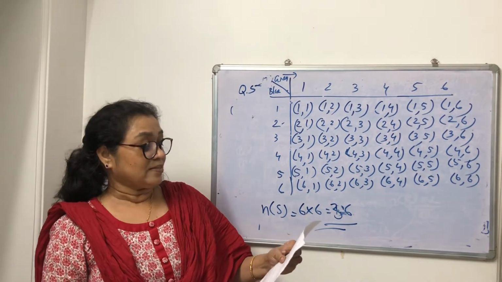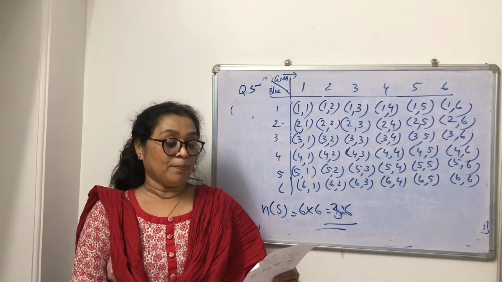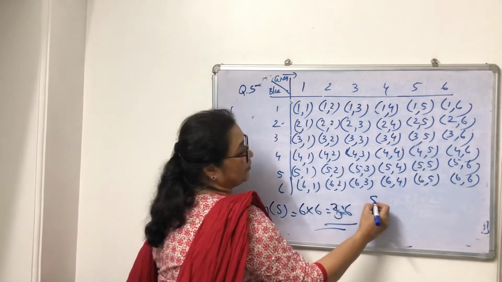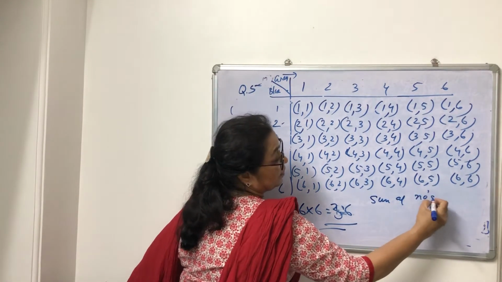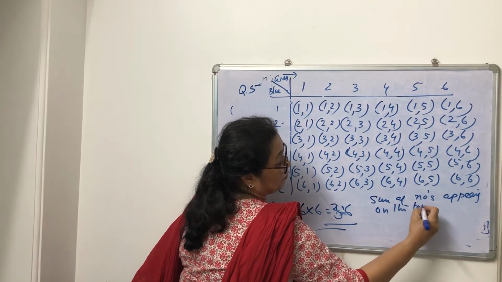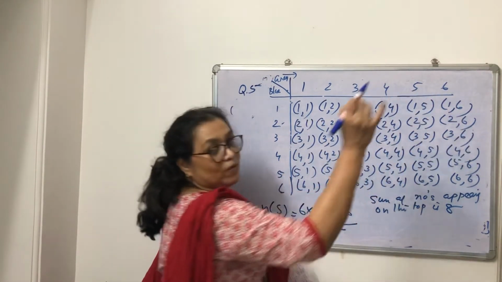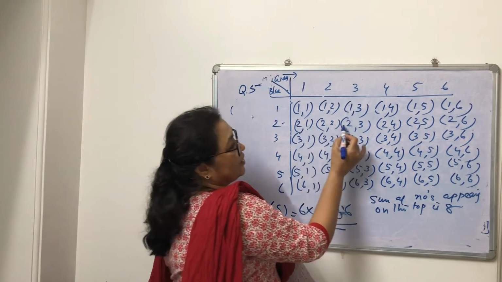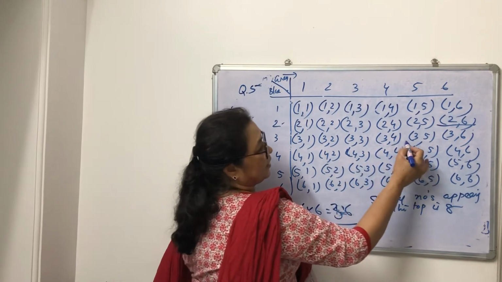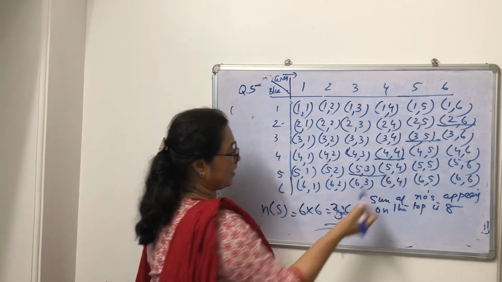So the question asked is: the probability that the sum of the two numbers appearing on the top of the dice is 8. That is, the sum should be 8. Here the maximum with 1 is 1 plus 6, 7, no? Here you see 2 plus 6, 8. This side 3 plus 5, 8. 4 plus 4, 8. 5 plus 3, 8.